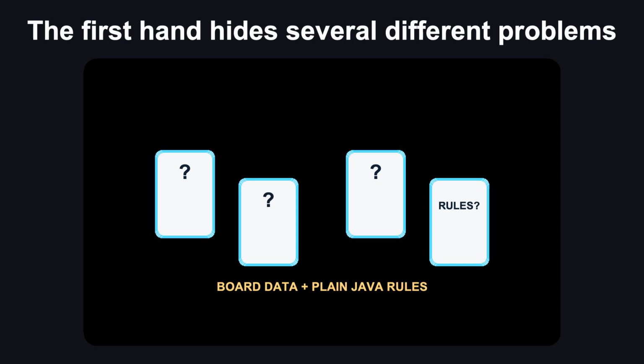The table is spatial data, the cards need art, and Blackjack has stateful rules where an ace changes value to avoid a bust. Treating all of that as one rendering script makes every change risky.